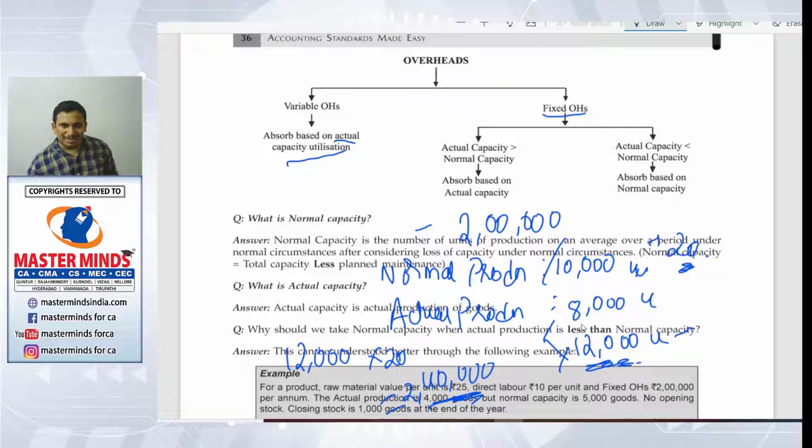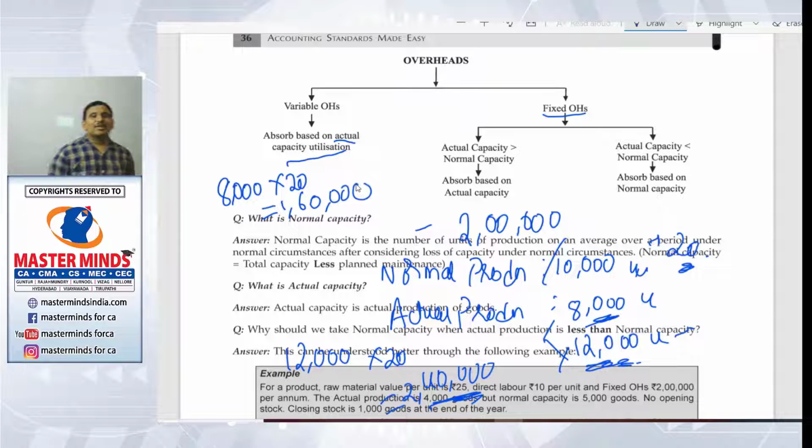Hope you are getting it. Sir, let us revisit the earlier case once again. 8,000. Now let us apply. Suppose we took per unit 20 there. 8,000 into 20. Sir, how much cost are we recording? 1,60,000. Sir, then this is also wrong, no sir? How can 1,60,000 be right? Understand carefully.